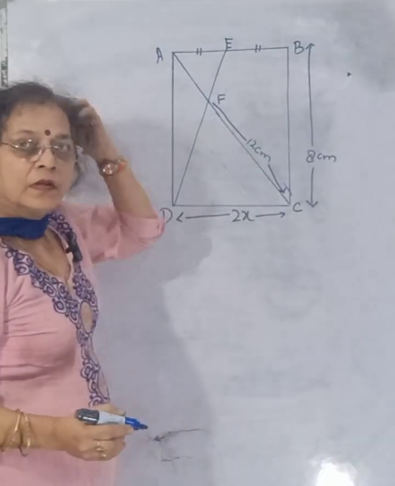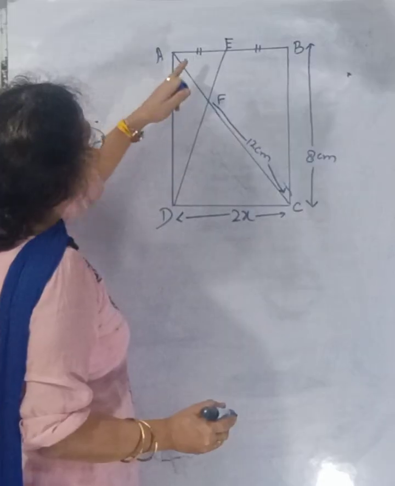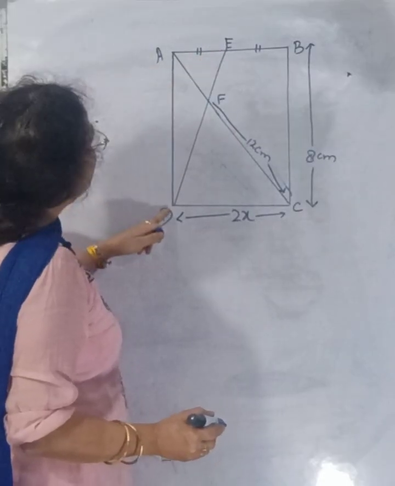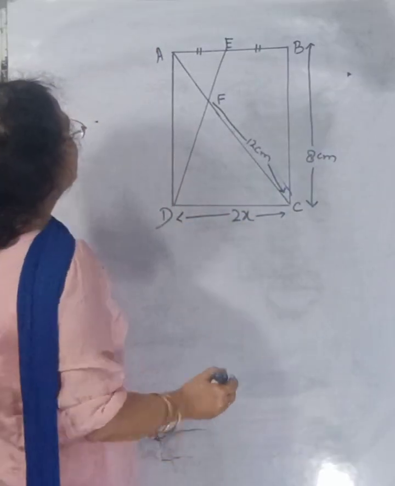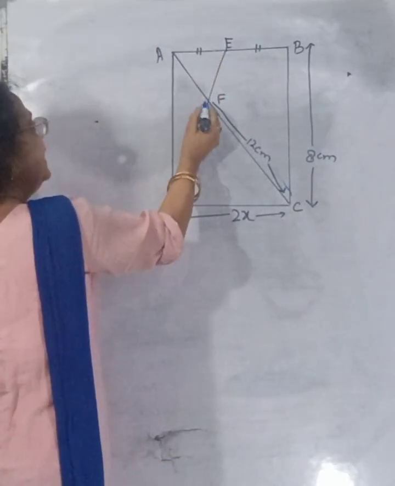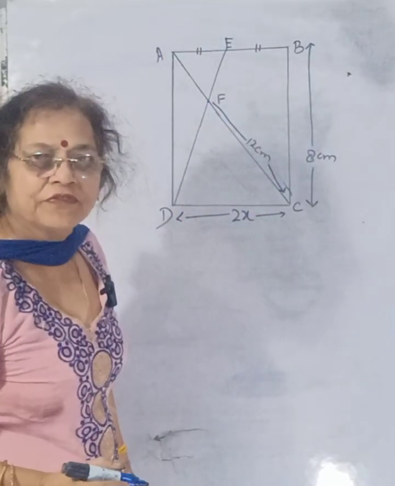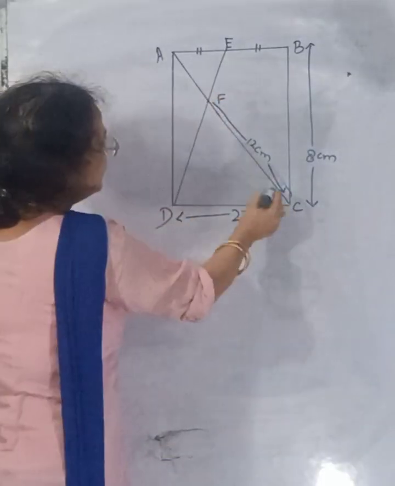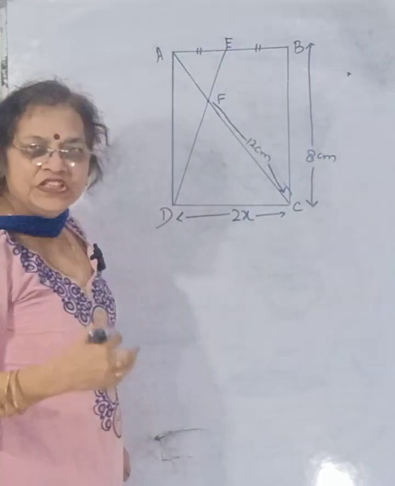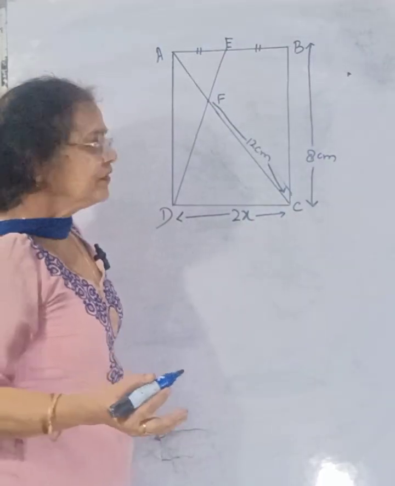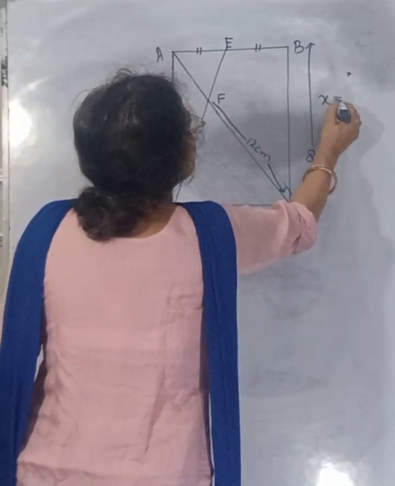This means AE is equal to EB, which is given to us. This midpoint is joined to D, and this is the diagonal AC. The line DE and the diagonal AC intersect each other at the point F. The length of FC is given to us as 12, and BC, one side of the rectangle, is given as 8 cm. We have to find the value of X. X is equal to what?